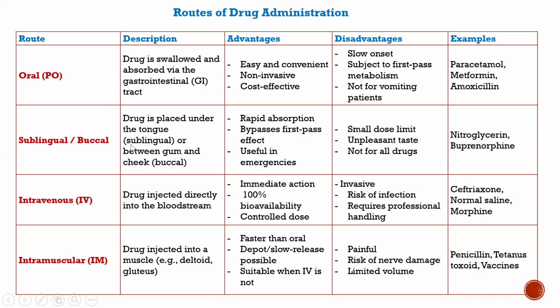We have sublingual or buccal, where the drug is placed under the tongue, that is sublingual, or between the gum and the cheek, that is the buccal route. Okay, so these are the advantages and disadvantages. You can just read through them. Then we have intravenous, where the drug is injected directly into the bloodstream through the vein. Okay, so this one has an immediate action, and it provides 100% bioavailability of the drug. This means that most drugs taken through the intravenous route are readily available for absorption.